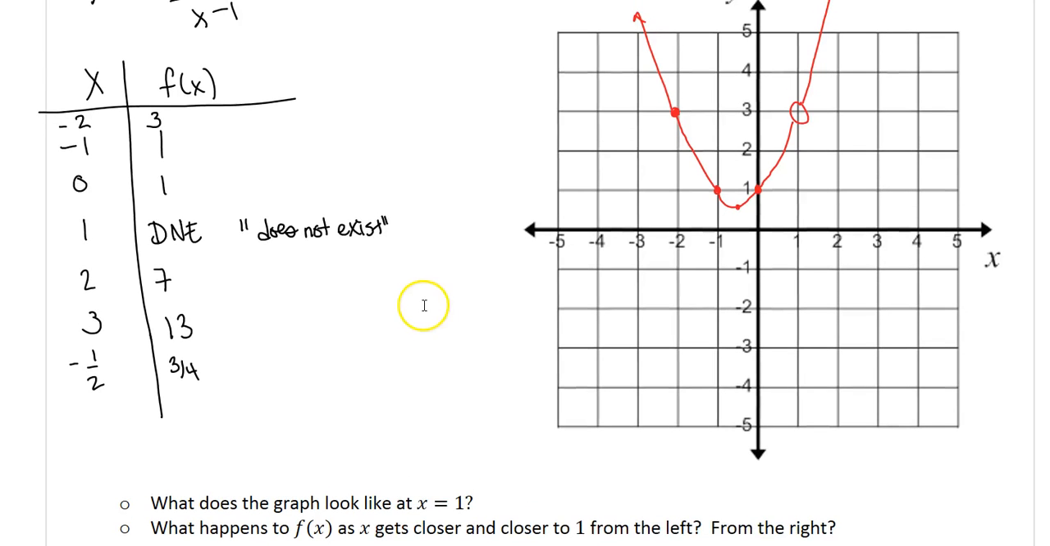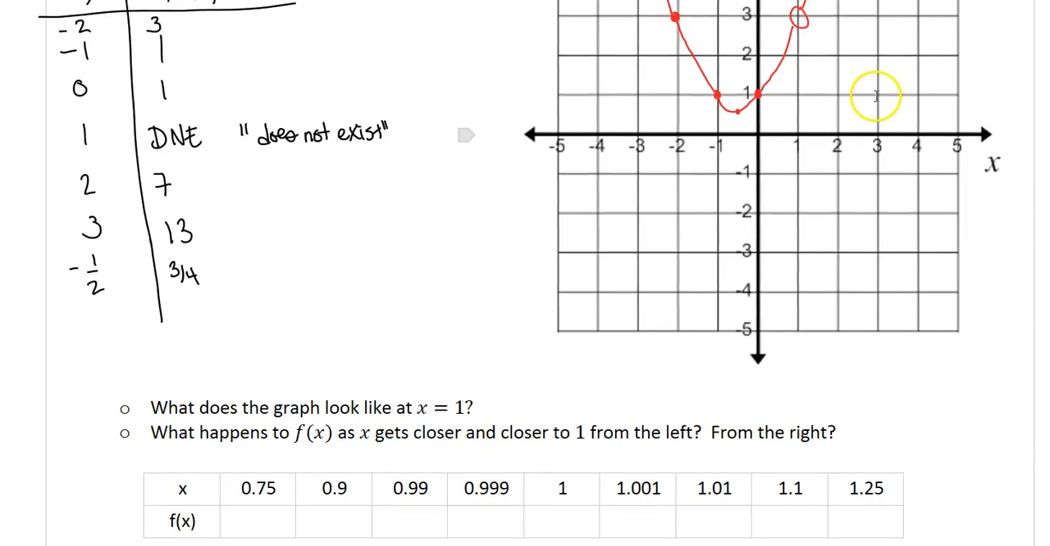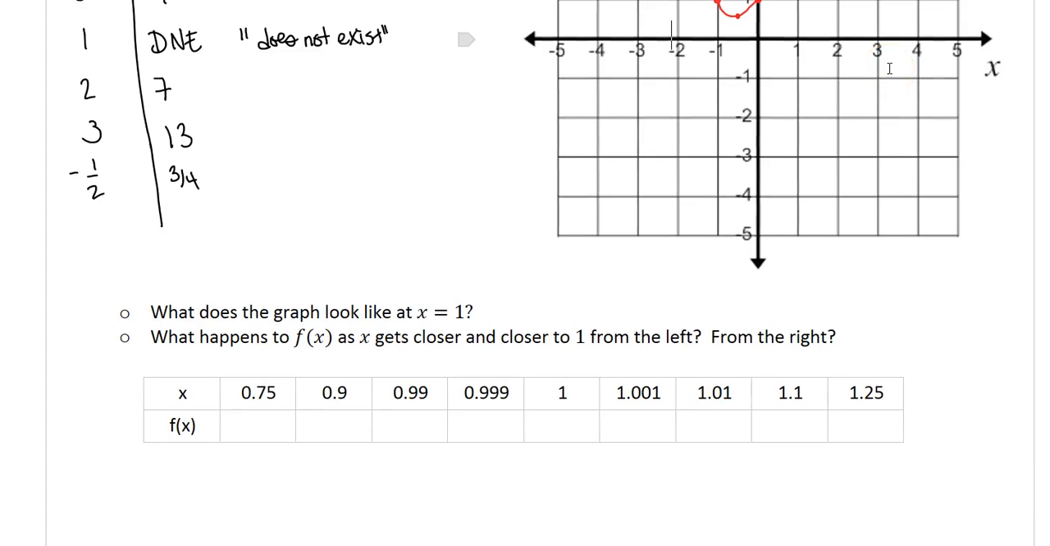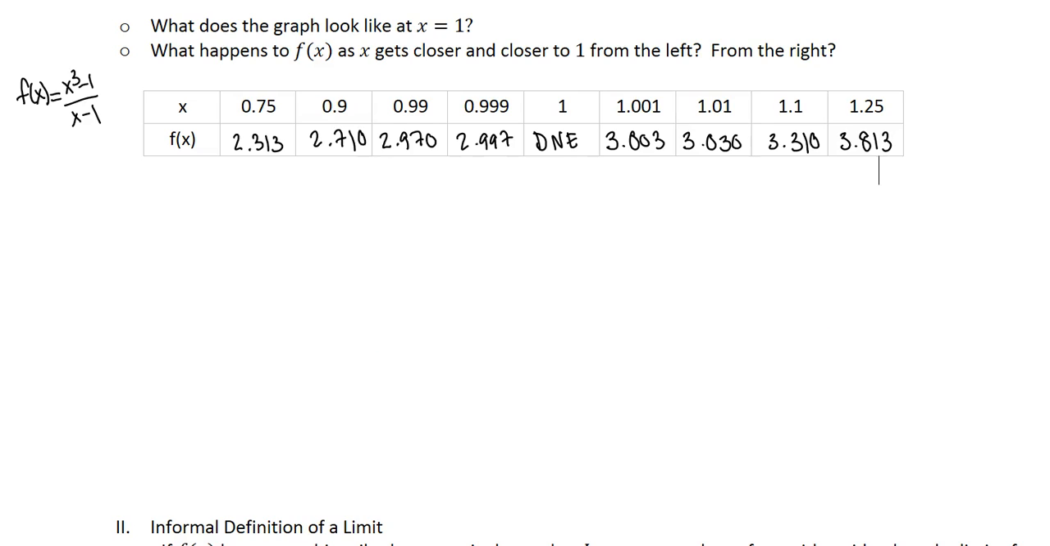Now, what does the graph look like at x equals 1? We see a hole. It looks like it's approximately at the y value of 3, and we see a line that's approaching that hole on either side. So let's talk about what happens to f of x as x gets closer and closer to 1 from the left and from the right, and we're going to do this numerically. I'm just going to calculate f of x, remember that's x cubed minus 1 divided by x minus 1, for all of these values of x.